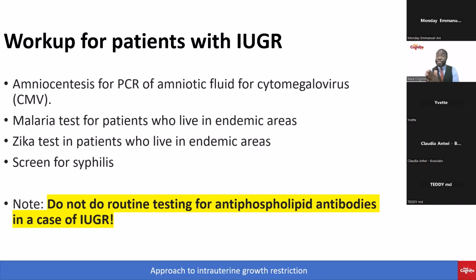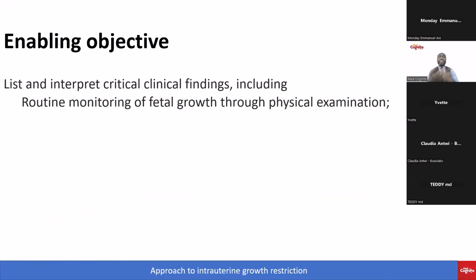Antiphospholipid syndrome is very, very important. It's something you need to really know, especially if you have a patient who has recurrent pregnancy losses. However, don't do testing for antiphospholipid antibody routinely in a patient who has developed IUGR in this pregnancy. Next enabling objective: list and interpret critical clinical findings, including routine monitoring of fetal growth through physical exam.